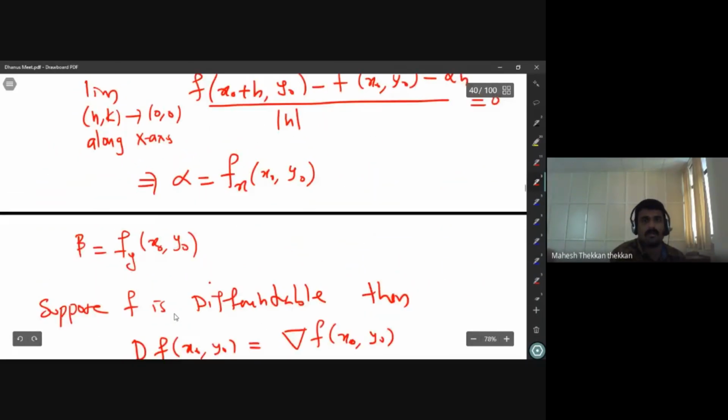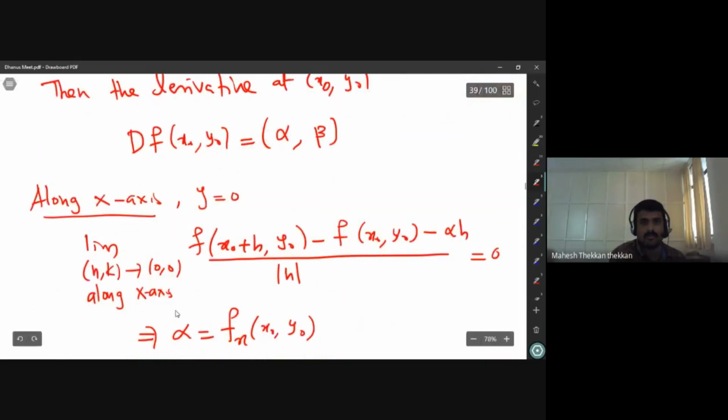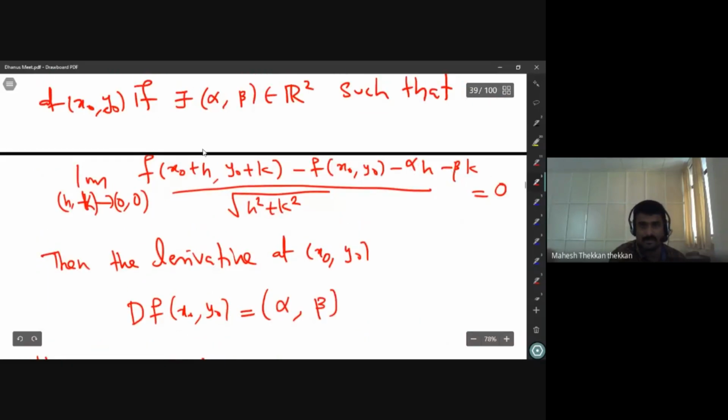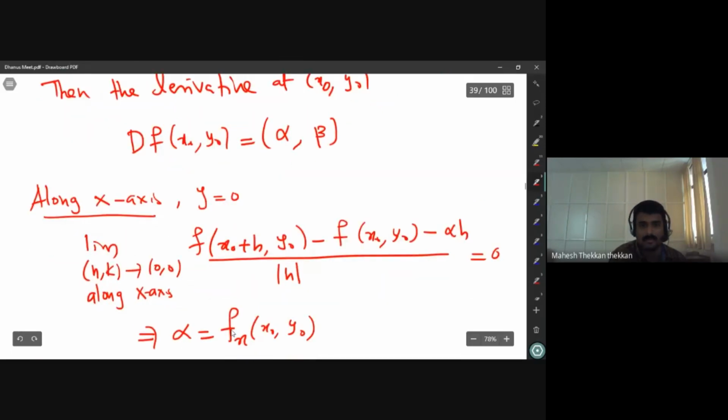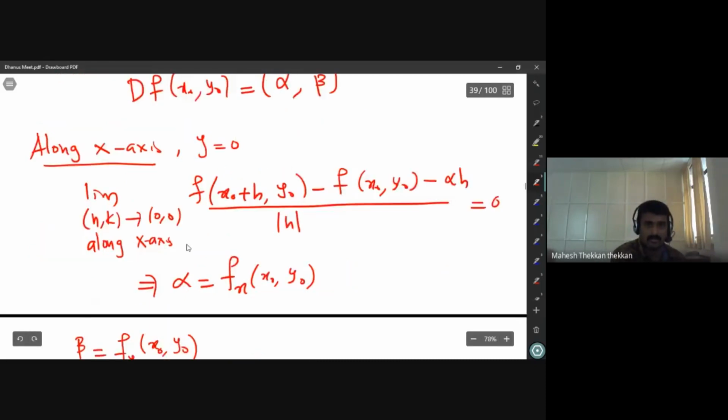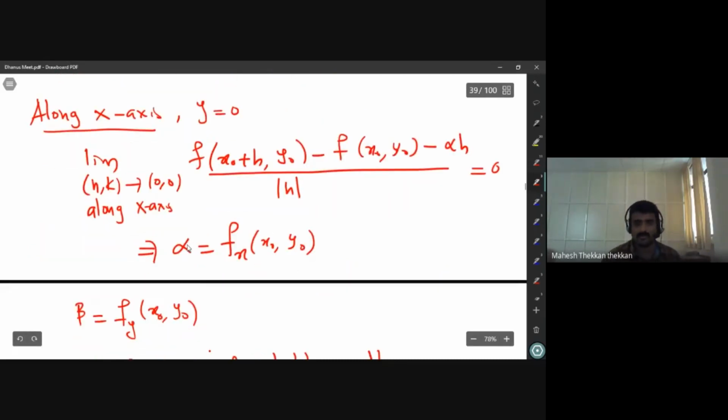Okay. So what can you immediately observe from this? Suppose f is differentiable. That means there are an alpha and beta so that this equation holds. Then we automatically get that the partial derivatives at x naught, y naught exist. That is what this says. So if f is differentiable, then the partial derivative at that particular point will exist. But now I want to look at the converse. Suppose the partial derivative exists at some particular point. Does that imply f is differentiable? The answer is no.